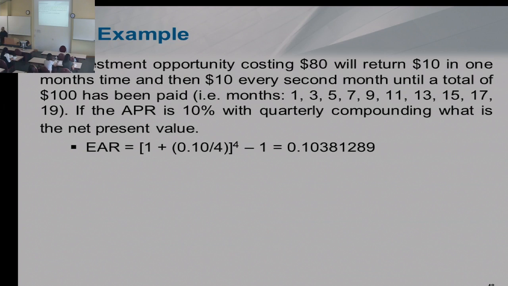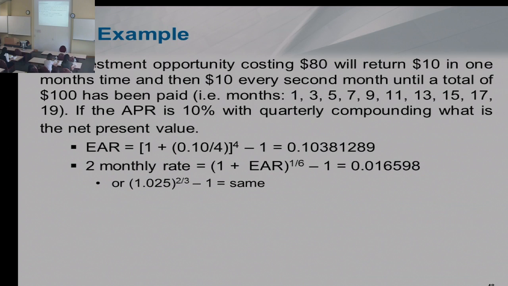So that's the effective annual rate. Then we want the rate for every second month, every 2-month period. So we use the formula 1 plus r to the power of n, where n is the fraction of the year. So the 2-monthly rate is 1 plus the EAR to the power of a 6th. So we've got the annual rate, and we come back to the 2-month rate by not dividing by 6, but by taking the 6th root and subtracting 1.